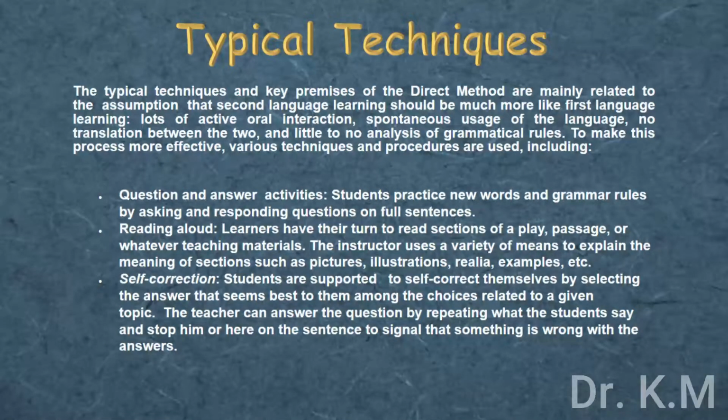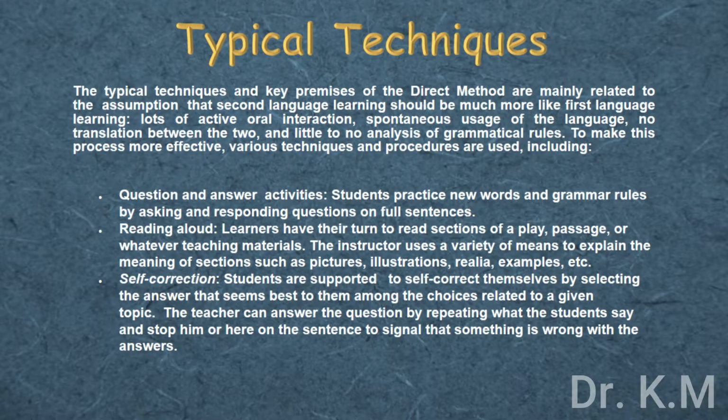Typical techniques. The typical techniques and key premises of the direct method are mainly related to the assumption that second language learning should be much more like first language learning: lots of active oral interaction, spontaneous usage of the language, no translation between the two, and little to no analysis of grammatical rules. To make this process more effective, various techniques and procedures are used, including question and answer activities. Students practice new words and grammar rules by asking and responding to questions in full sentences.